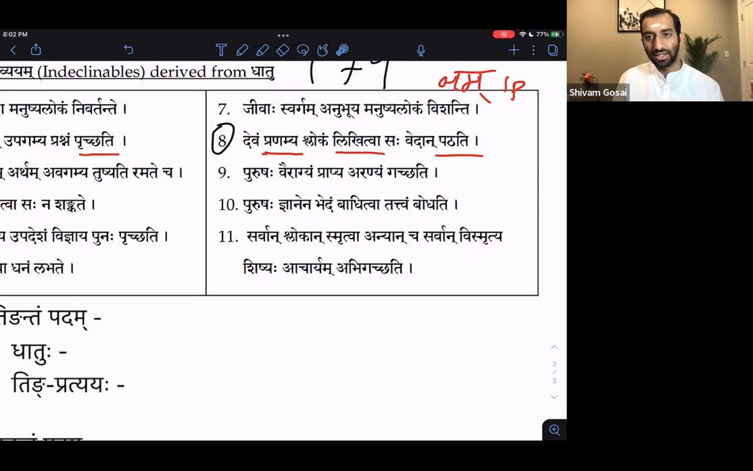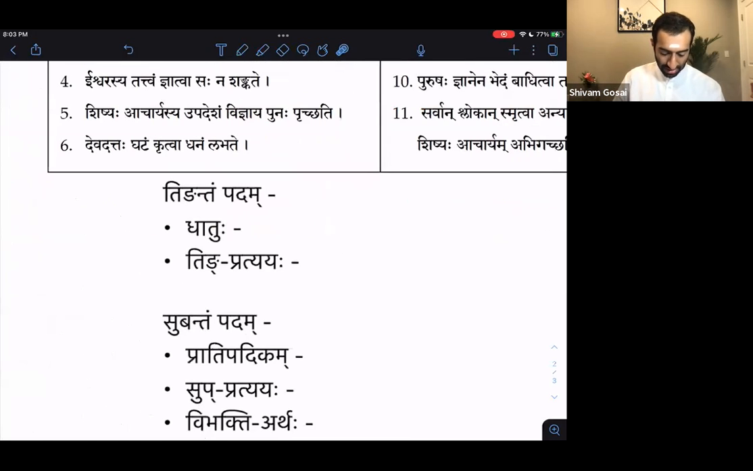saha vedan patati. Patati, okay. You say it with me, right? Patati. Dhatu is pat, 1P, to read or to study. Ting pratyaya, lat lakara, kartari prayoga, prathama purusha, ekavachanam. So he, she, it reads.